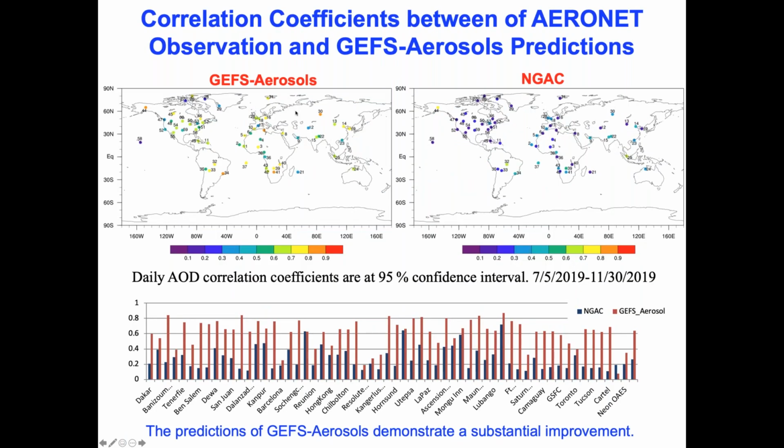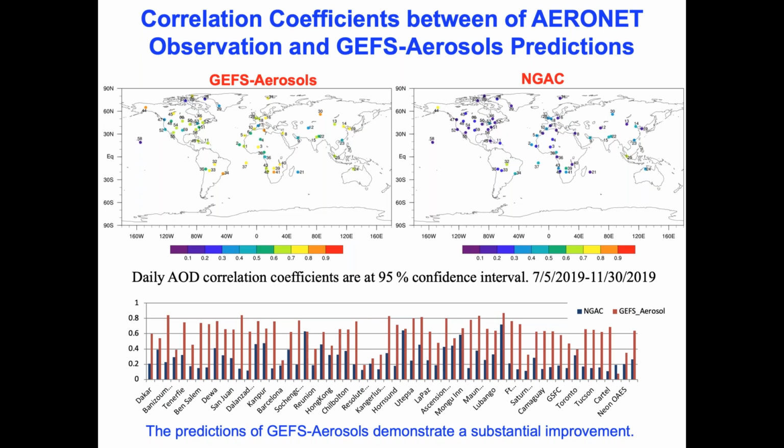So other than comparing with those satellite observation and reanalysis data like MERRA-2 and GEOS-5, we also did some validation comparing with the in situ measurements, such as the AERONET observation globally. And here the figure shows the correlation coefficient between the AERONET observation and the GEFS-Aerosols versus the NGAC.